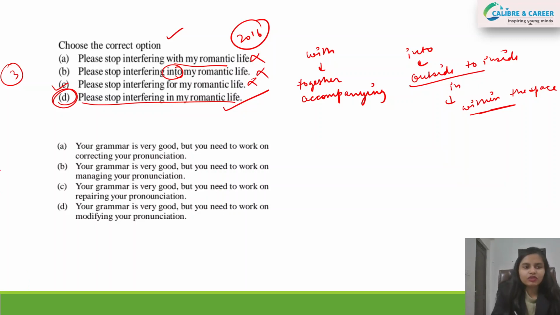Let's move to option number 4. Your grammar is very good, but you need to work on correcting your pronunciation. This is correct. Now let's see why other options are incorrect. Your grammar is very good, but you need to work on managing. Managing is not the word you use when you tell someone to manage your grammar; you say correct your grammar. Hence the word that is used here is incorrect.